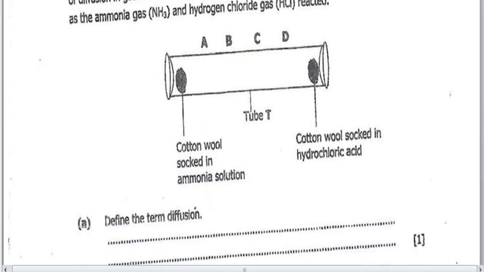Define the term diffusion. We define diffusion as the movement of particles from a region of high concentration to a region of low concentration. Why is that happening? That is happening so that the particles become evenly distributed. So that's diffusion.